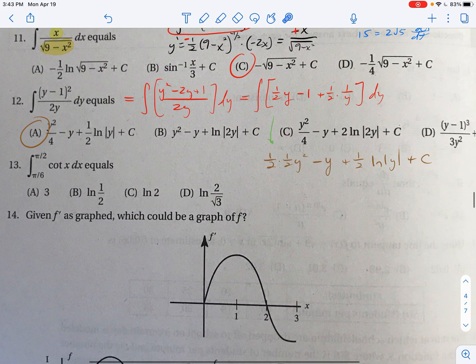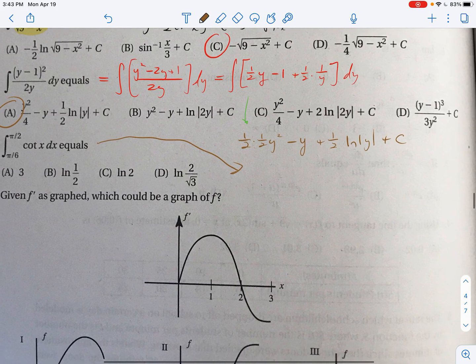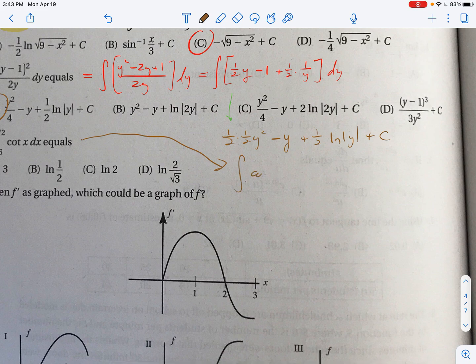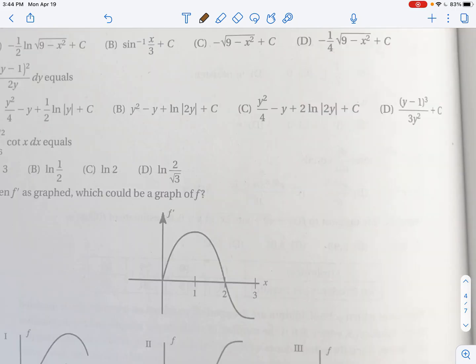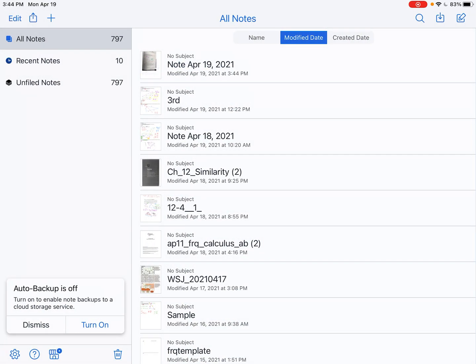All right, 13 is a bit tricky. Cotangent you probably haven't memorized, but let's think about this. If I want to do the integral of cotangent x, cotangent is cosine of x over sine x. And this you can do.